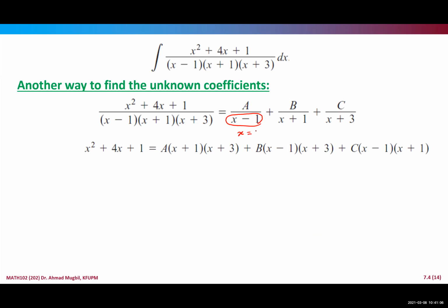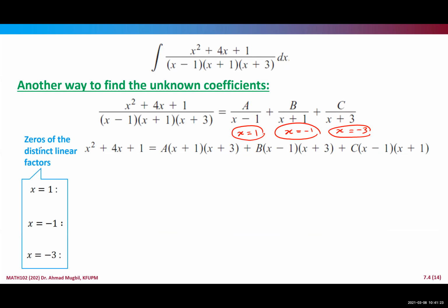x minus 1 equals 0 gives x equals 1 here, and minus 1 here, and minus 3 here. So how many zeros do we have? We have 3 zeros, okay? These are the zeros or the roots, so what we will do, we will list them here. Look, x equals 1, x equals -1, x equals -3. These are the zeros of the distinct linear factors.